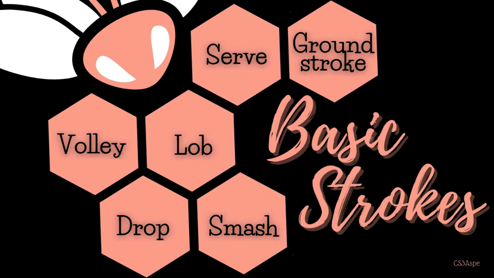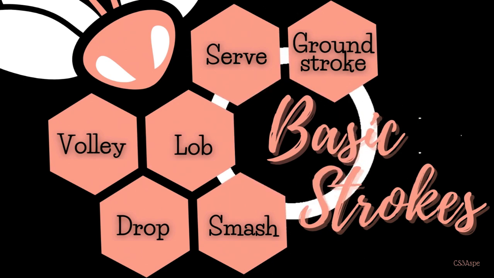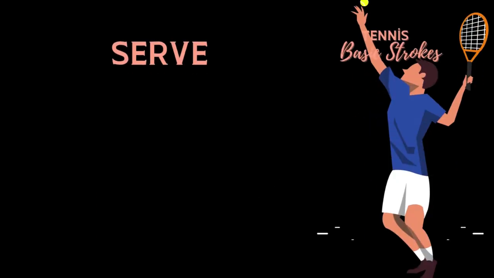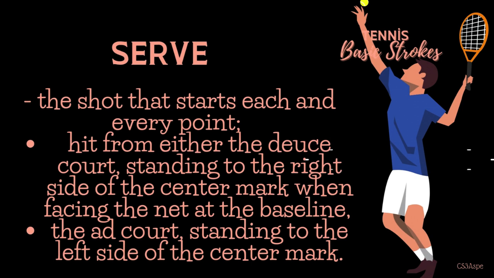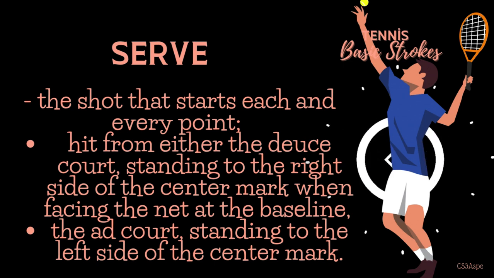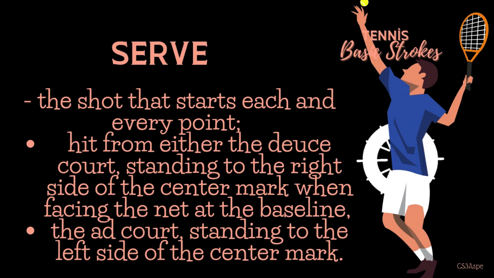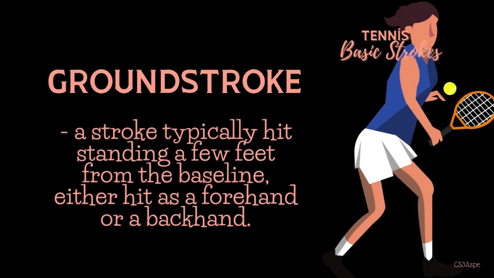Serve. The shot that starts each and every point. Hit from either the deuce court, standing to the right side of the center mark when facing the net at the baseline, or the odd court, standing to the left side of the center mark. Ground stroke. A stroke typically hit standing a few feet from the baseline, either hit as a forehand or backhand.